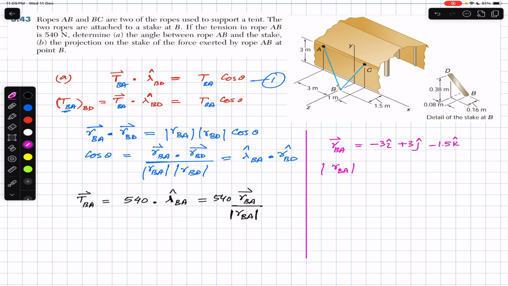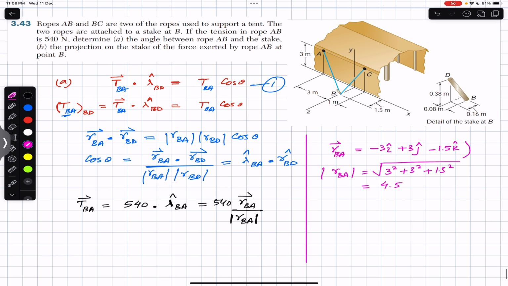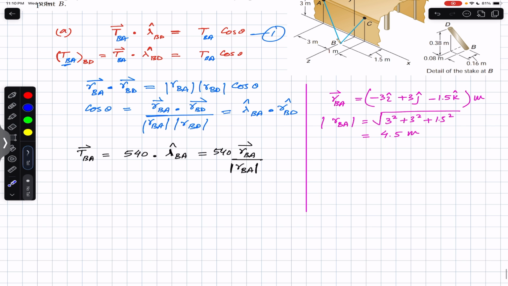Now we can find its magnitude. It will be 3 squared plus 3 squared plus 1.5 squared, which gives 4.5. Since these are in meters, the unit of the position vector is meters. So the direct distance between point B and A, or the length of the rope from B to A, is 4.5 meters. The magnitude of the position vector always gives us the direct distance between the two points for which we are finding the position vector. So now we know the position vector from B to A and its magnitude.